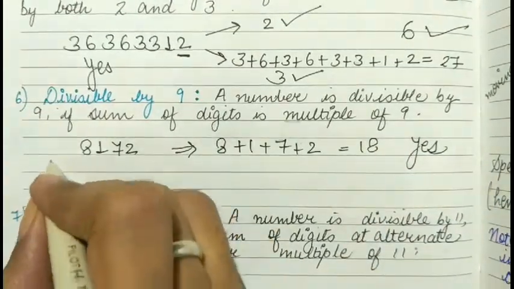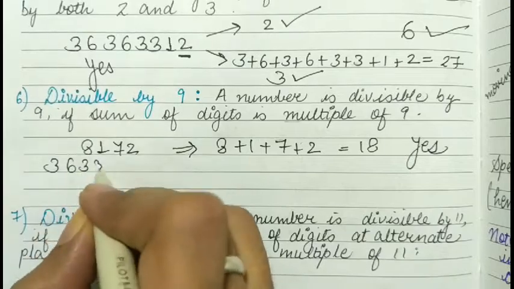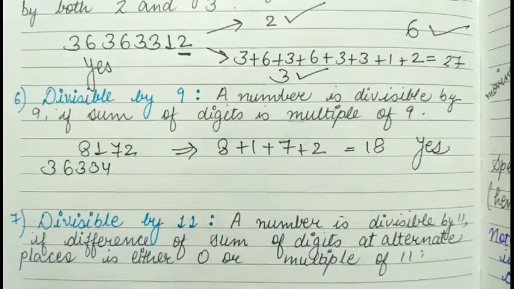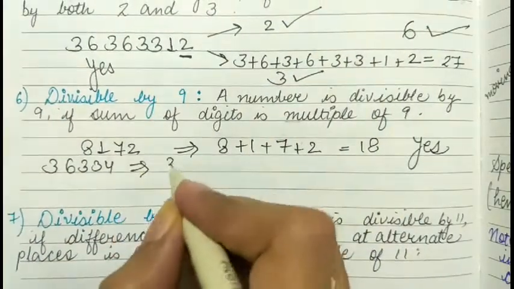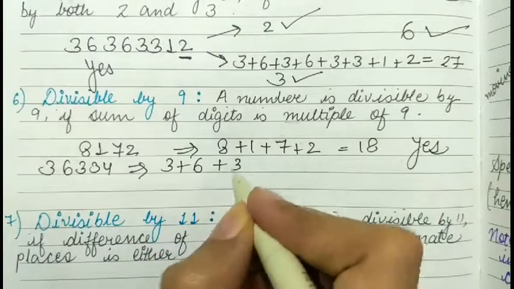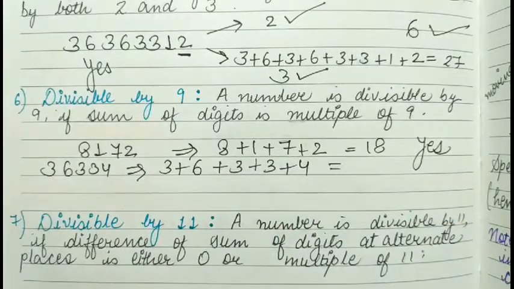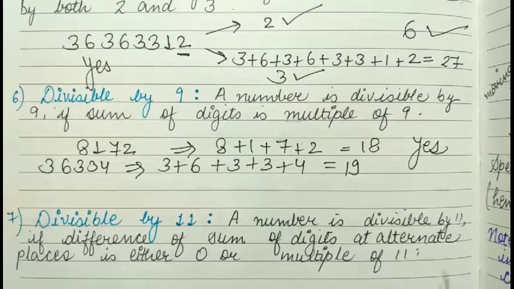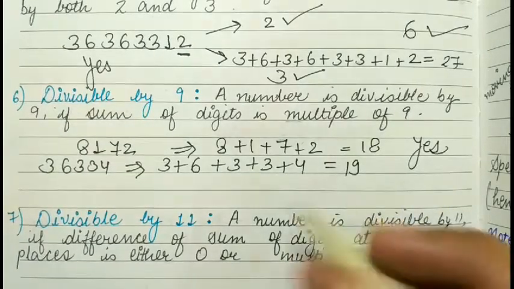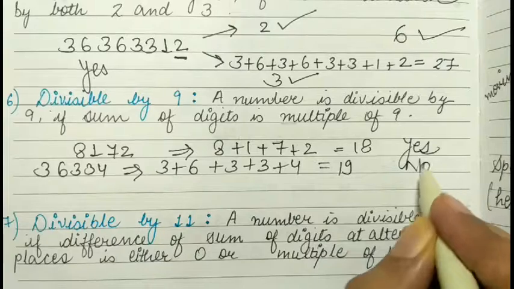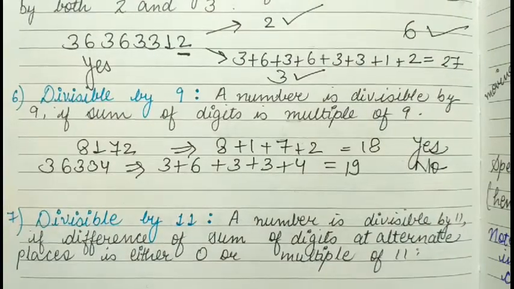Next, check for another number. First step, add them all. 3 plus 6 plus 3 plus 3 plus 4. On adding, you will get 19. 19 is not divisible by 9. So this number is also not divisible by 9.